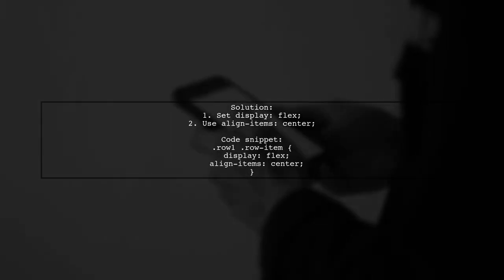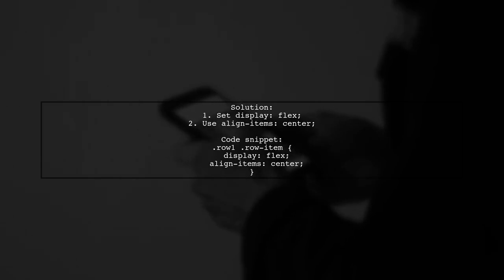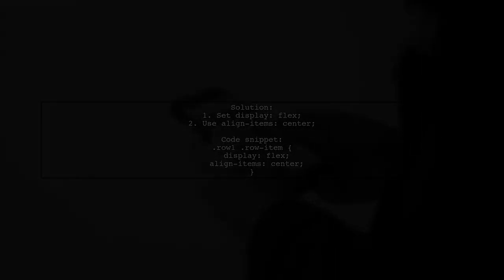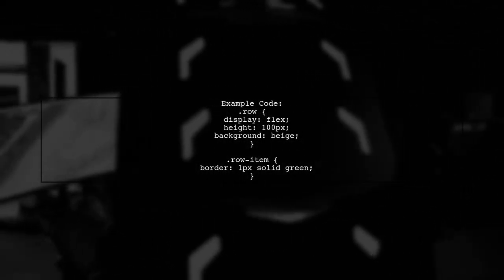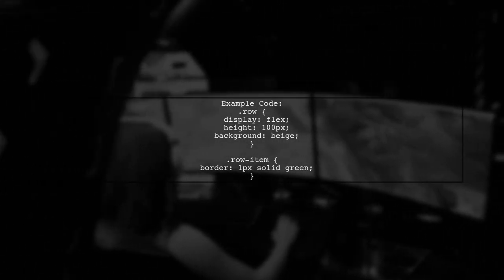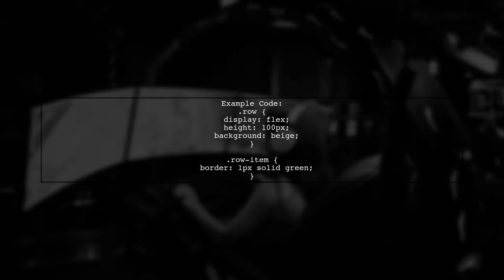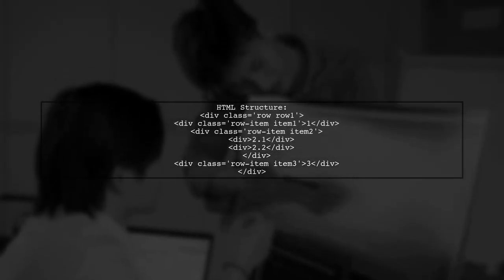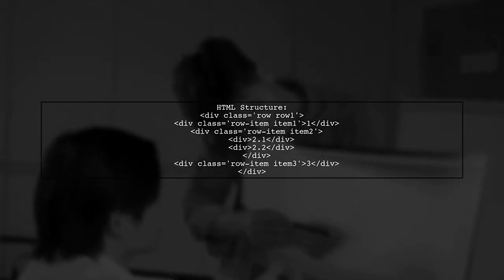To stretch height and center items using Flexbox, make your row items a flex container and apply align items center. Here's the code you need. Here's an example of how to implement this. The row class is set to display flex with a height of 100 pixels and a beige background. In this example, the row items are structured to allow for flexible layouts, ensuring that items are centered vertically.